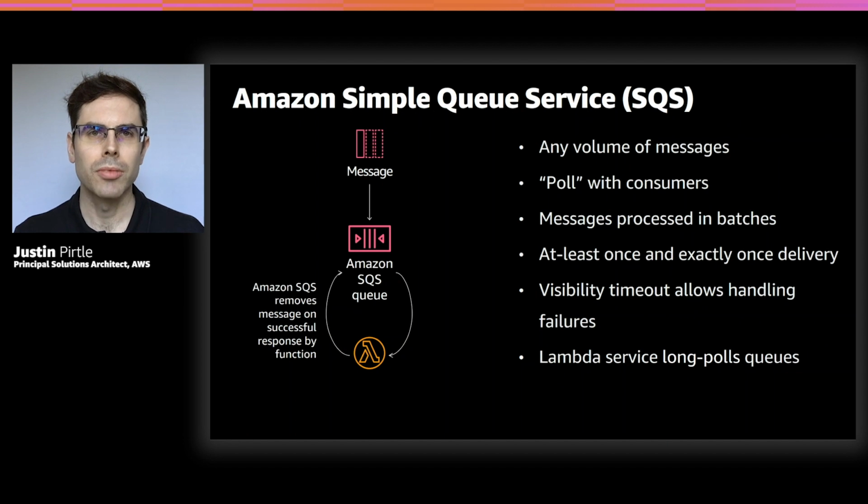Simple Queue Service, SQS, on the other hand, is a durable, scalable message queue that can support any volume of messages, and producers can push at virtually any rate. But once the messages are enqueued into a queue, one or more consumers polls the queue to receive those messages and can receive a batch of messages at the same request.